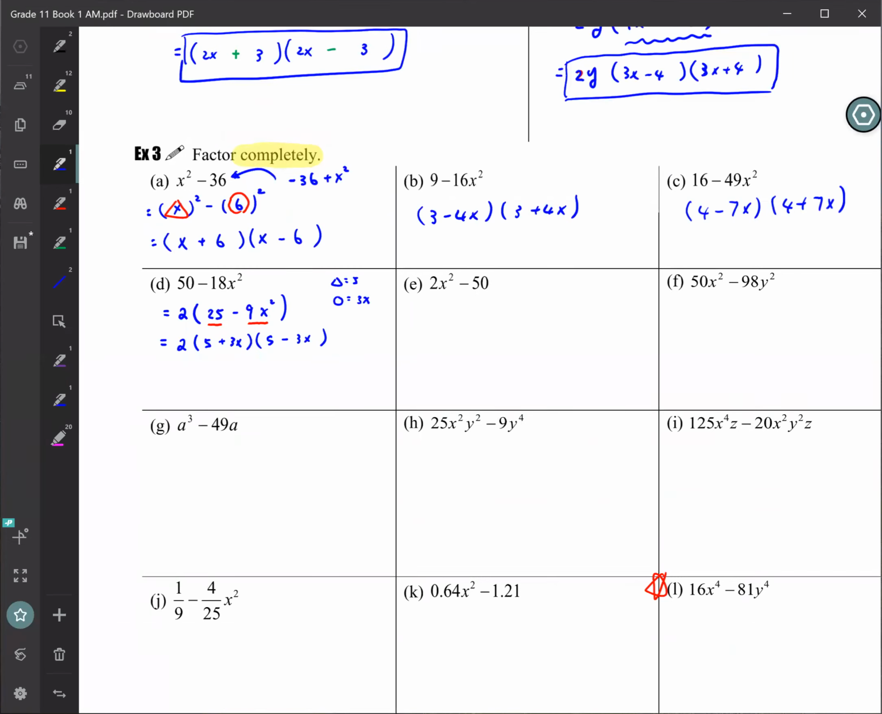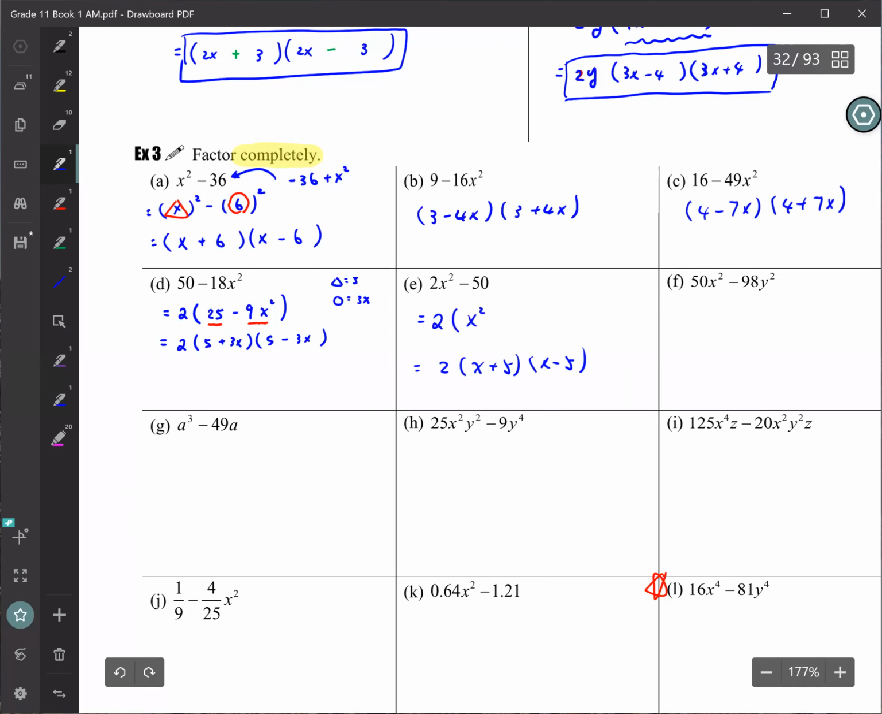Colin, E. 2 times x plus 5, x minus 5. Yeah, so this is the one that you have to take GCF out, right? So on the step before, you can take the 2 out, then you're left with x squared minus 25, okay? Before you apply the formula.